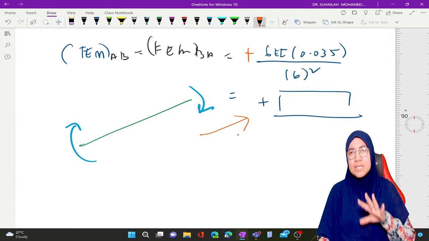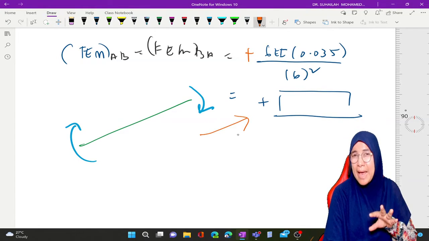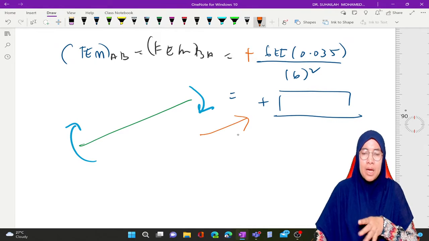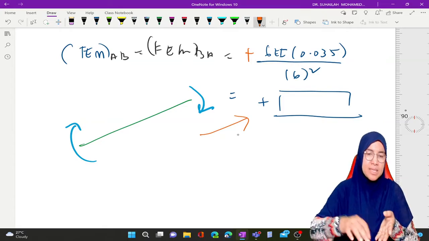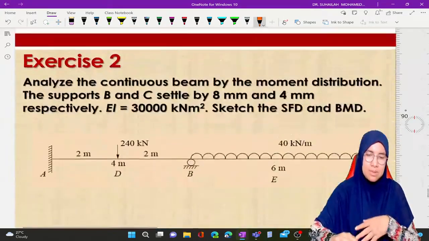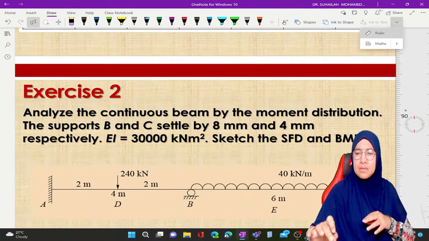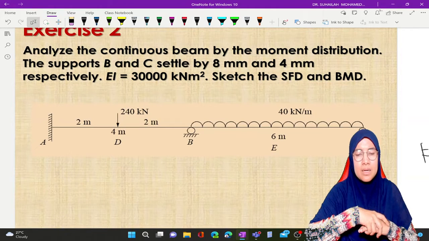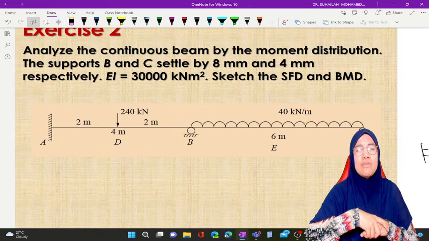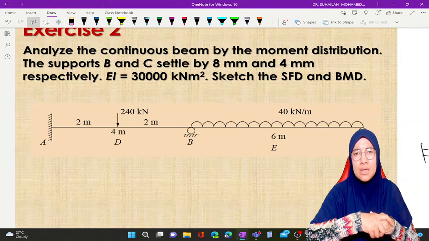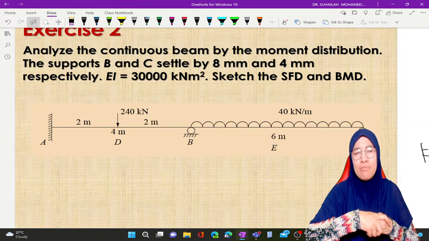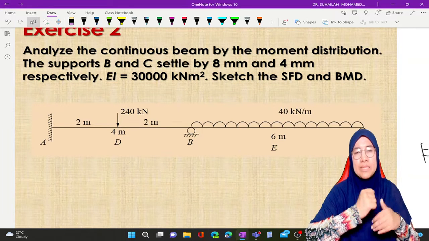Okay. So this is how we analyze FEM due to settlement, due to delta. This is for beam. Beam is a horizontal member. Okay, so now we go back to the exercise given here. There are two spans. As I mentioned, if we have two spans, the distribution process will be very short. If we have three spans, we will have more distribution cycles.